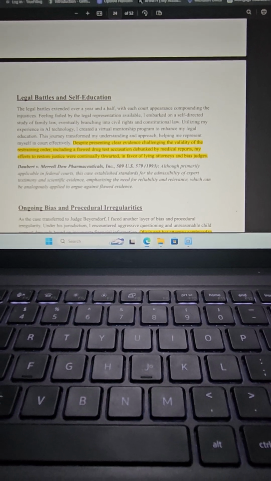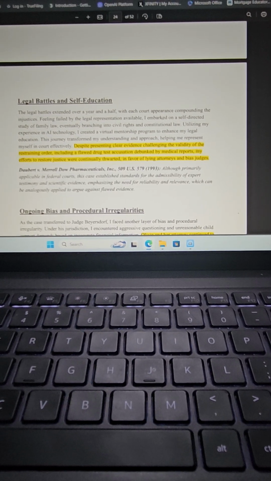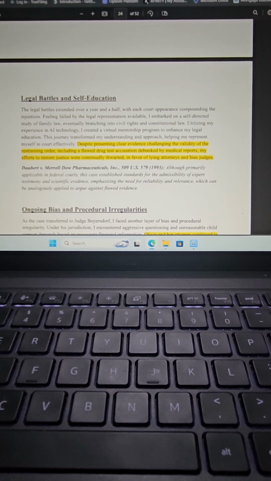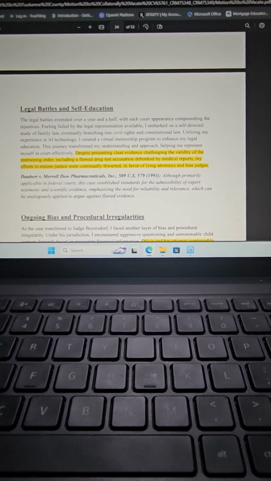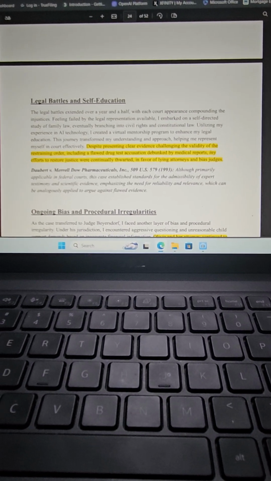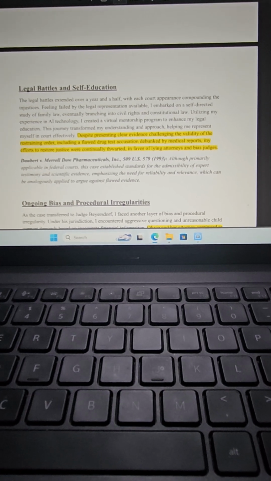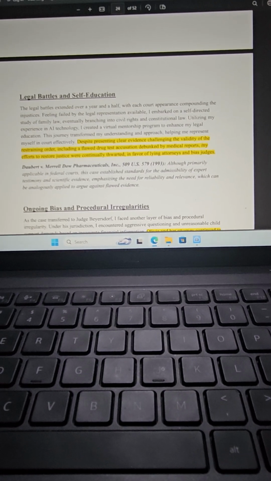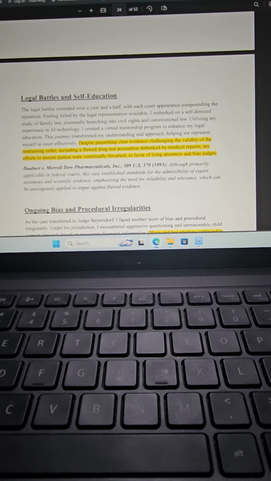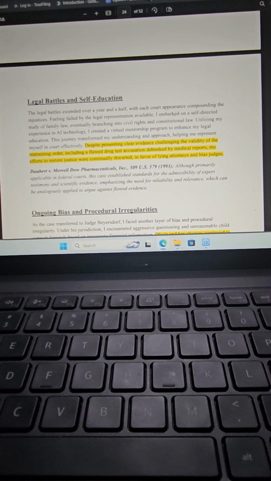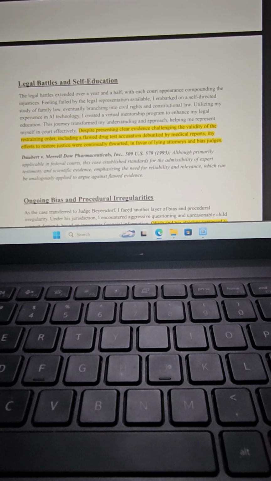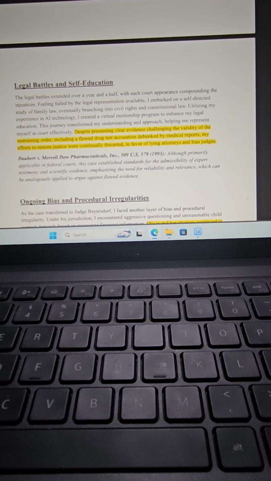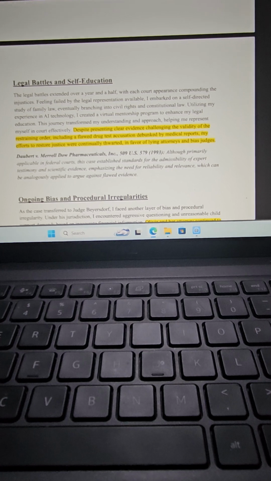But the legal battles extended over a year and a half, with each court appearance compounding the injustices. Feeling failed by the legal representation available, I embarked on a self-directed study of family law, eventually branching into civil rights and constitutional law. Utilizing my experience in AI technology, I created a virtual mentorship program to enhance my legal education. This journey transformed my understanding and approach, helping me represent myself in court effectively. Despite presenting clear evidence challenging the validity of the restraining order, including a flawed drug test accusation debunked by medical reports, my efforts to restore justice were continually thwarted in favor of lying attorneys and biased judges.